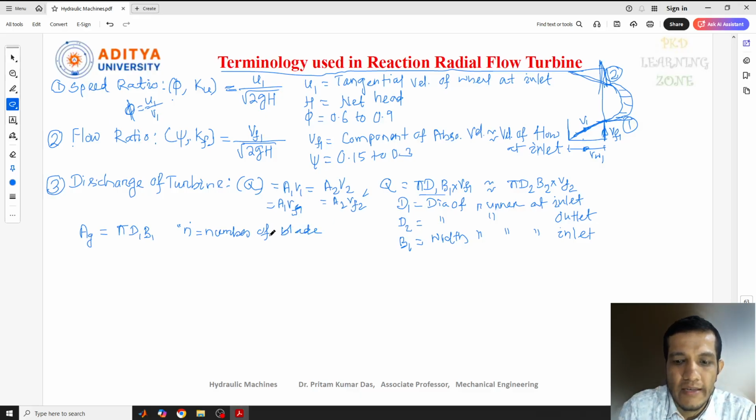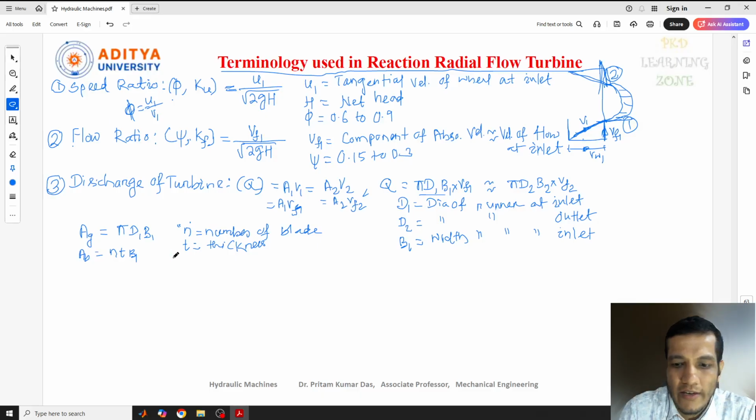If n number of blades are there and each blade is having a thickness t, then how to write that? Here in this case we can write the area of the blade as n into t into v1, n into t into v1. And this is our area of the blade.